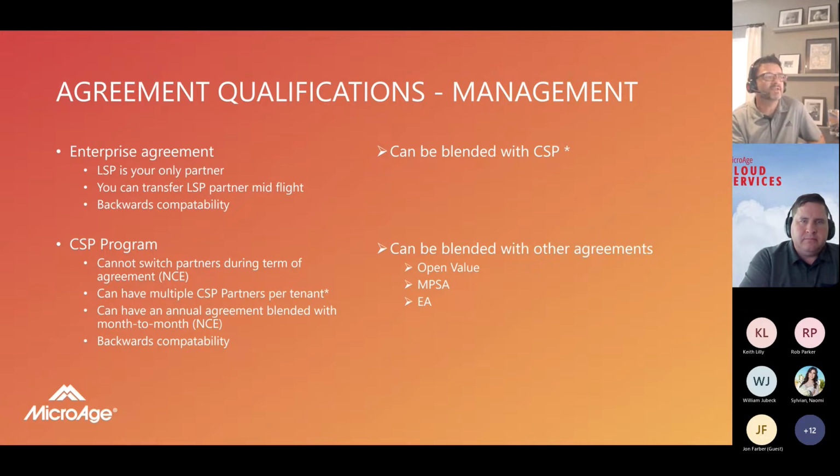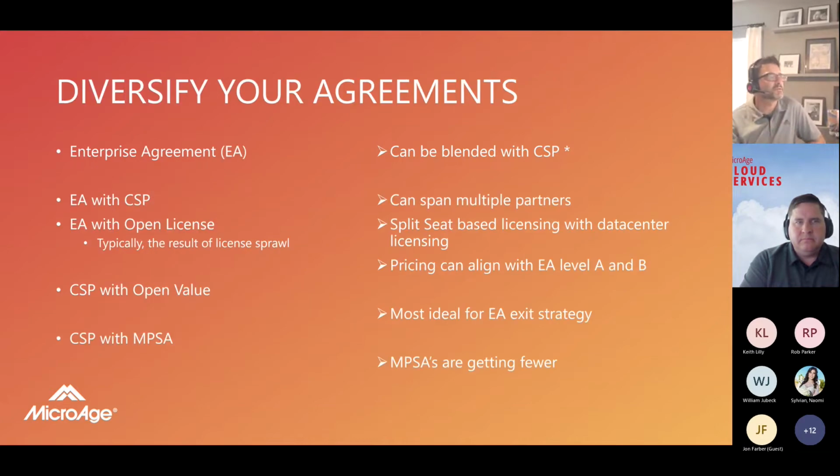But really where we see a lot of activity is that the CSP program can be blended with other agreements. So when you're looking at an exit strategy from an EA, or if you're just looking to have less of an entanglement on an EA, you can blend it with an open value agreement, an MPSA agreement, an EA agreement, right? There are options out there to help you diversify those agreements into something that's a little more manageable for you, and better for your business objectives, right? So we can talk about diversifying your agreements a little bit.